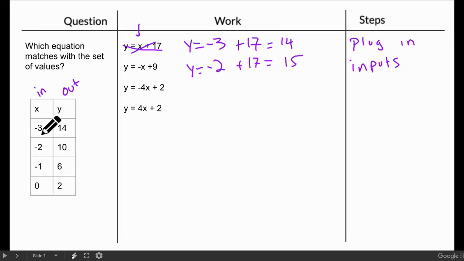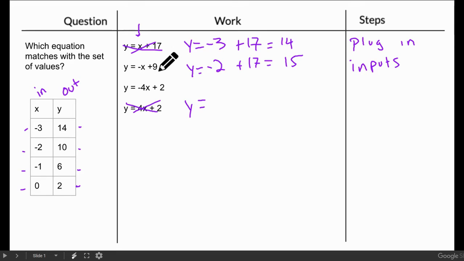The next thing we can look at is that the x values, as we go down the list, are getting larger, going up by 1. And our outputs, or y values, are getting lower. They're going from 14 to 10 to 6 to 2, so they're shrinking. What that tells us is that if we're looking at a linear function, it's going to have a negative slope, because as we go to the right, it is going down, meaning it's not going to be this one either. But otherwise, we can just continue plugging in these values.